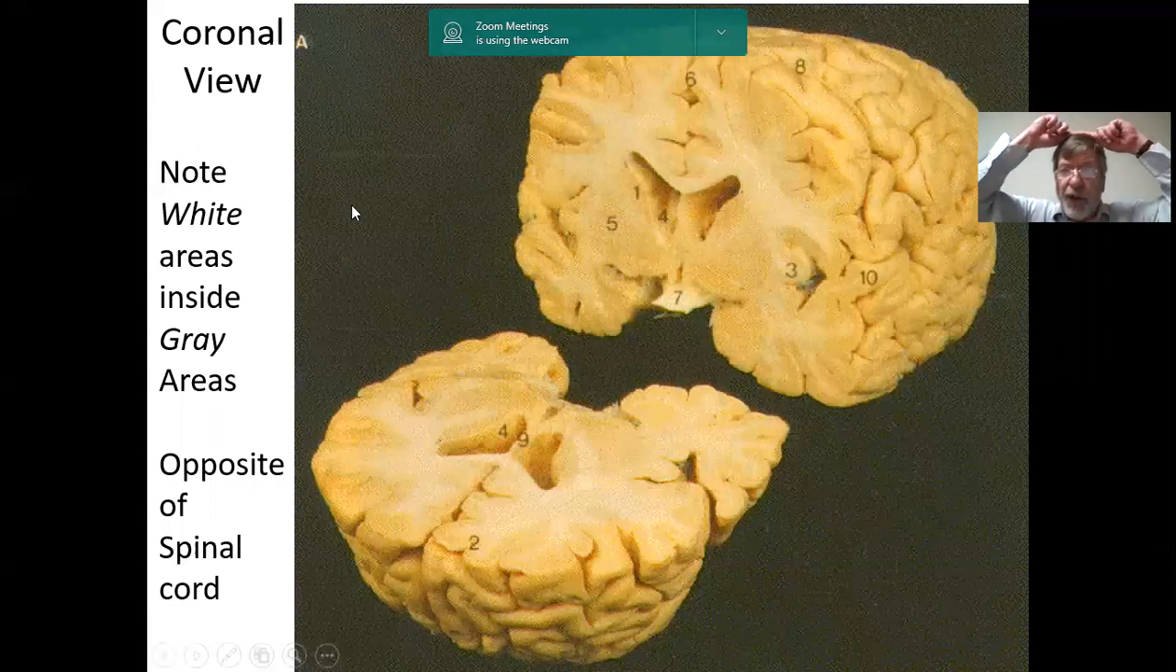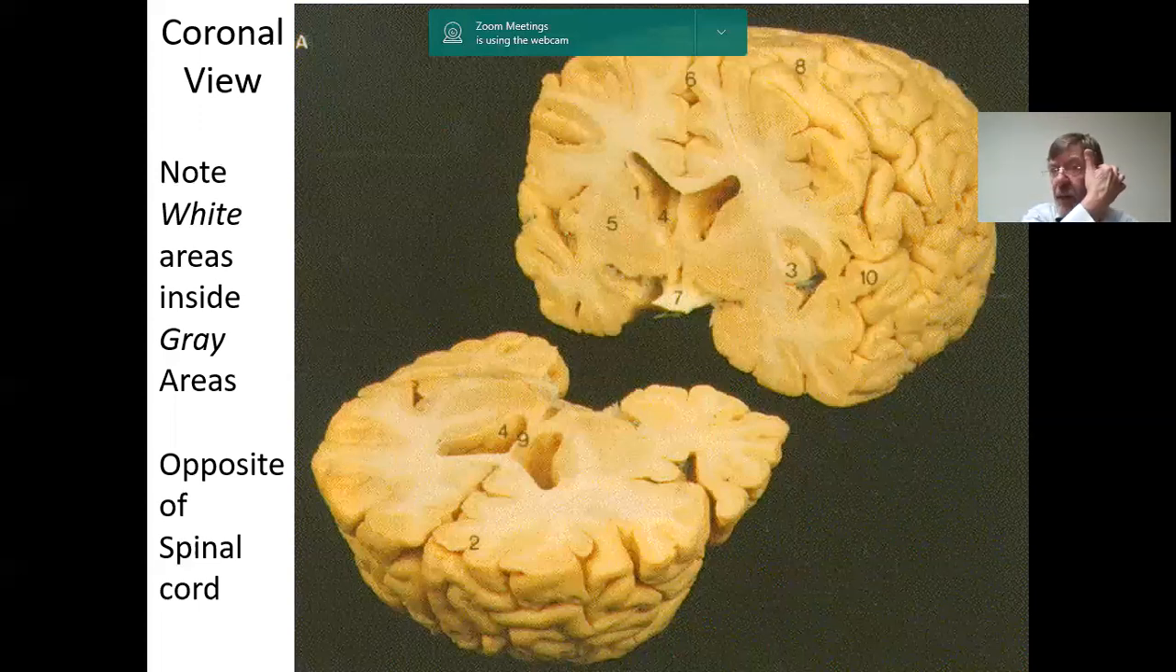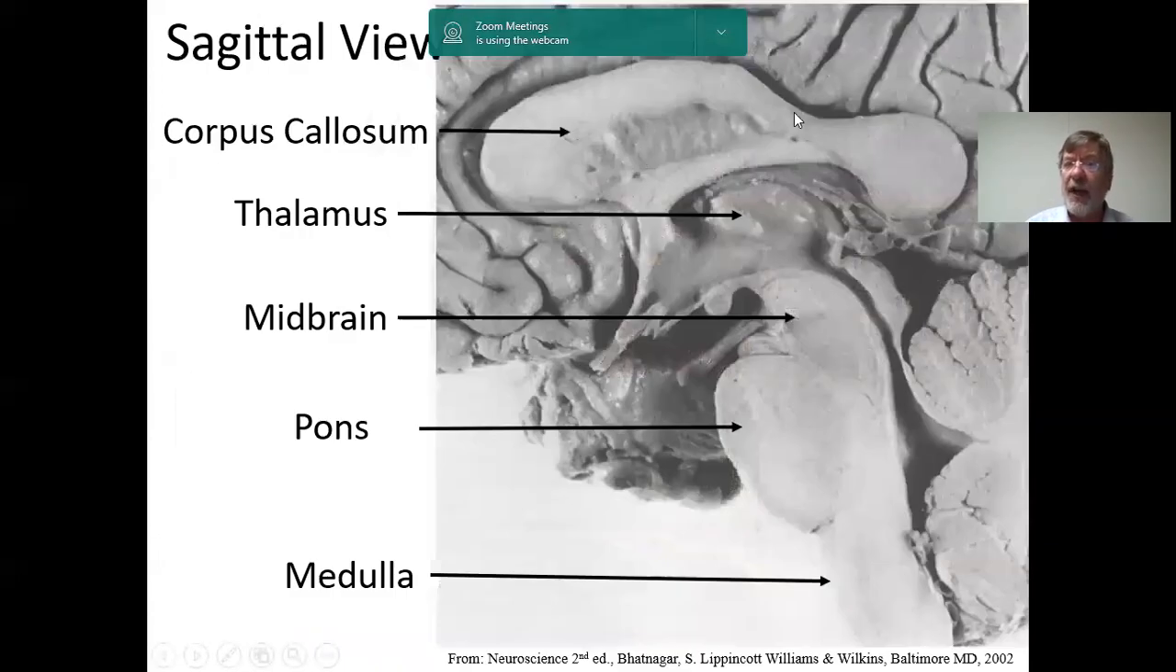Here's a coronal section. This is a section this way. So they slice the brain this way, from ear over top of your head to ear. And you can see the gray matter on the outside, white matter on the inside. And here's the corpus callosum seen from a coronal section. This is the corpus callosum from a sagittal section.